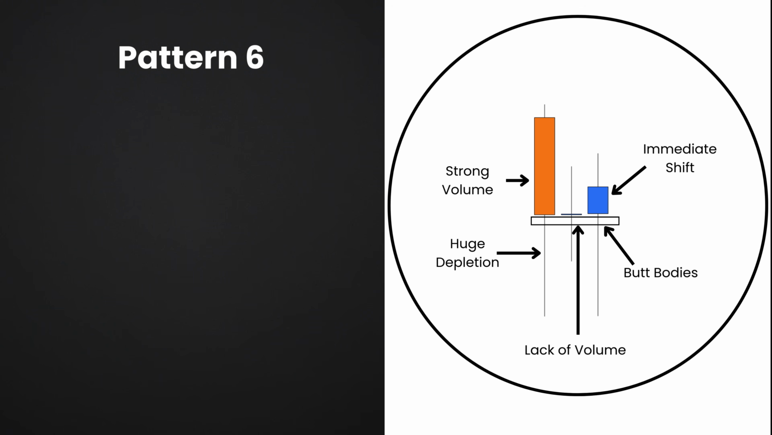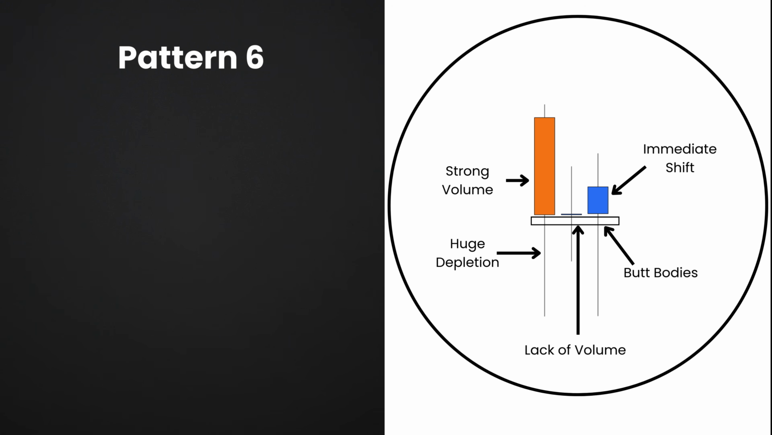Pattern 6. Pattern 6 shows you what happens when a move completely runs out of fuel. First, you get a very strong bearish candle, heavy volume, sellers pushing aggressively lower. Most traders think a continuation is coming. But look what happens next. Price hits a level and suddenly everything changes.